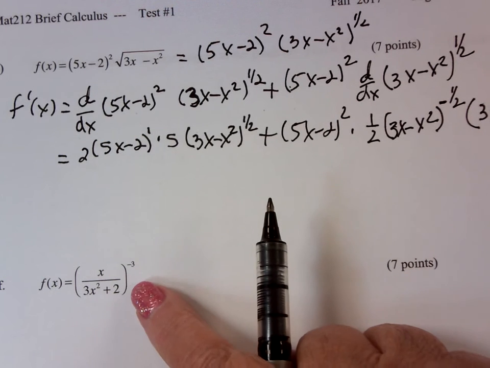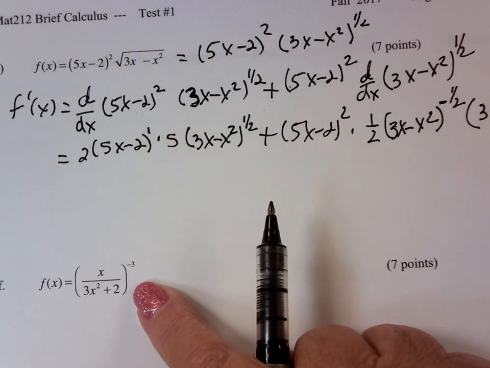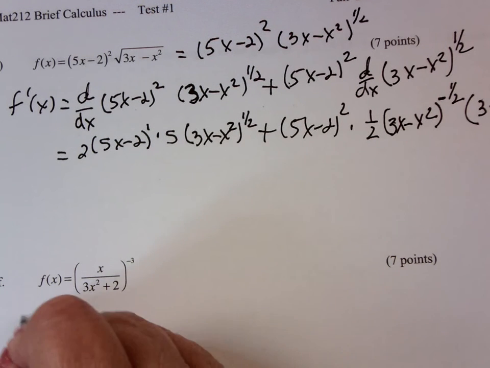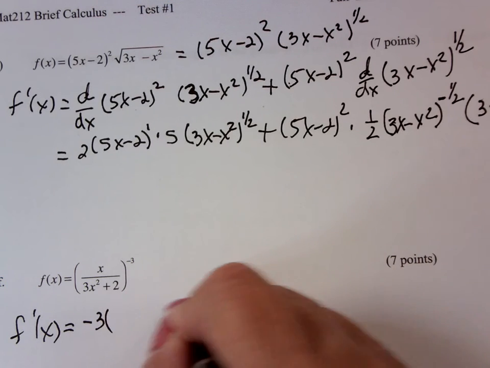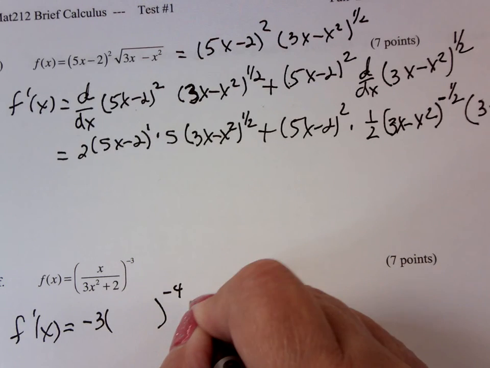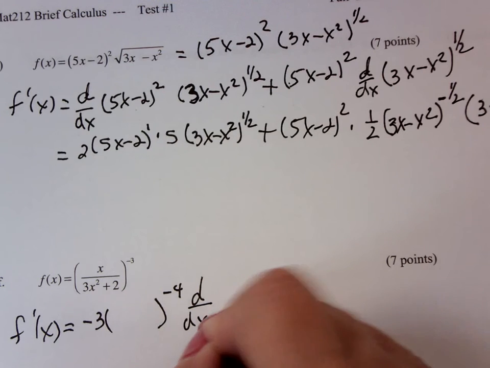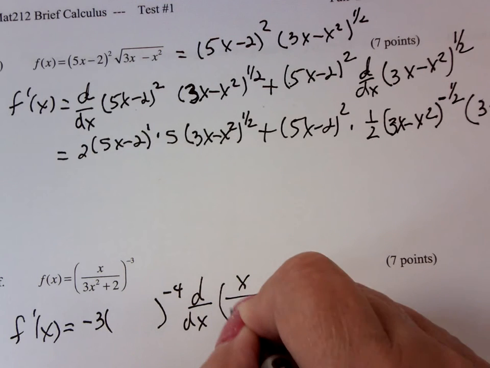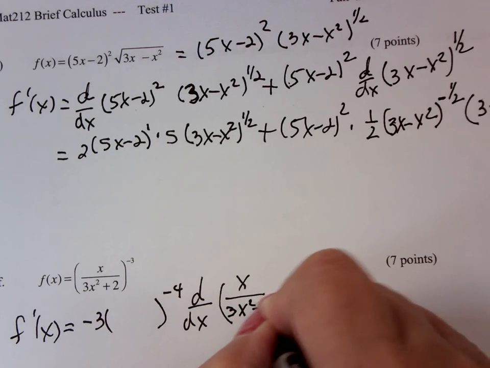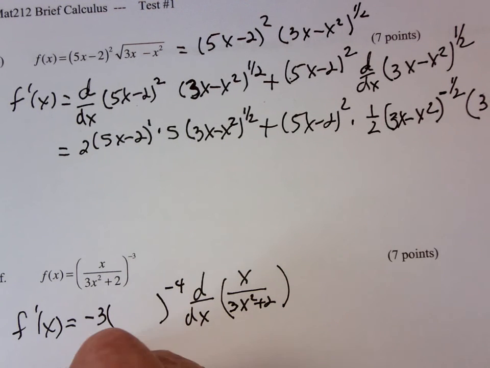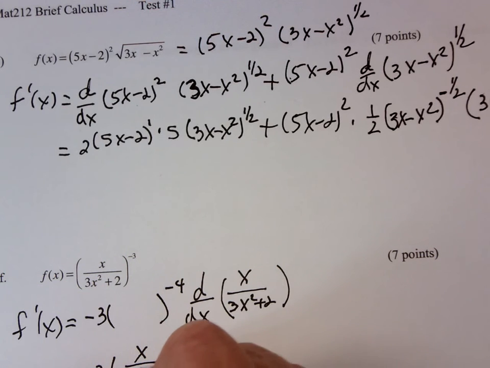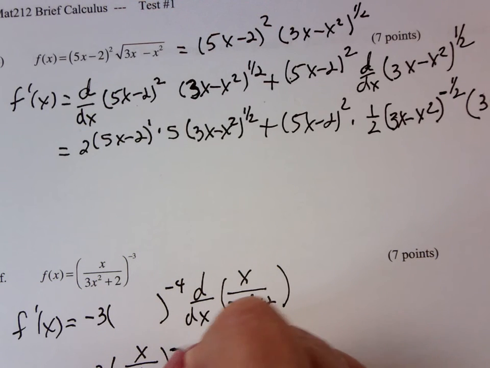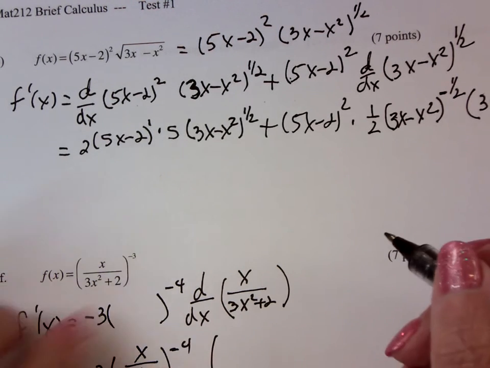This is a combination of chain rule and quotient rule, so that f prime of x equals negative 3 times the blob to the negative 4 times the derivative of the blob, which is negative 3 times the blob to the negative 4 times the derivative of the blob.